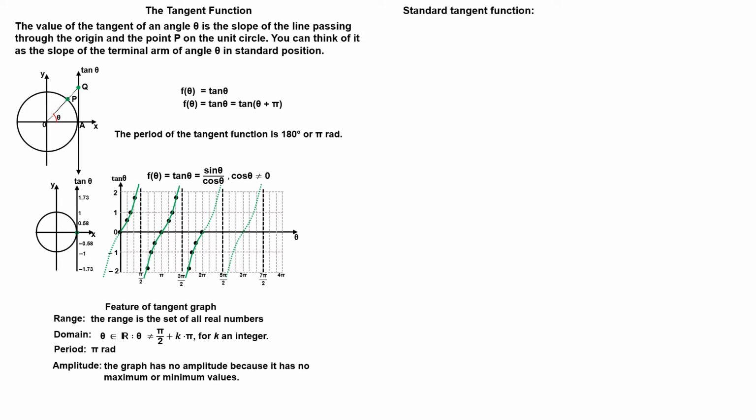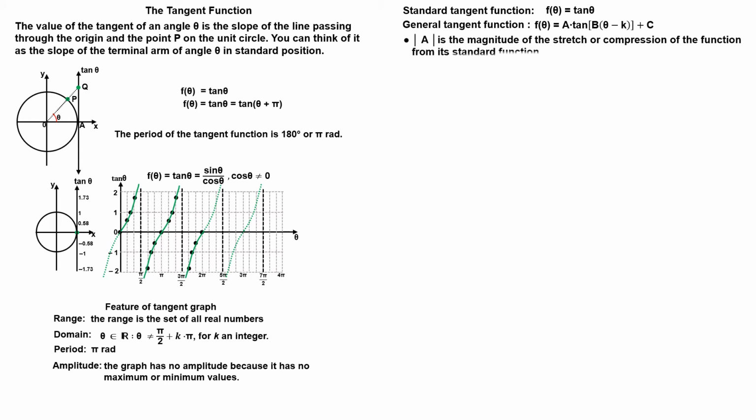We now consider some of the possible transformations that can be applied to the standard tangent function and look at how these transformations affect the basic properties of this graph. The general tangent function is the name given to any curve that can be written in the form. For tangent functions, there is no concept of amplitude, since the range of the tangent function is the set of all real numbers. The role of a in the tangent function is to provide the magnitude of the vertical stretch. The number b in front of theta minus k affects the period of the function.